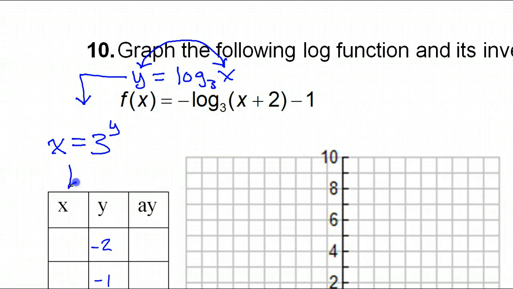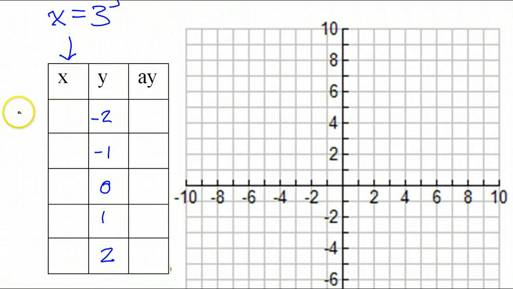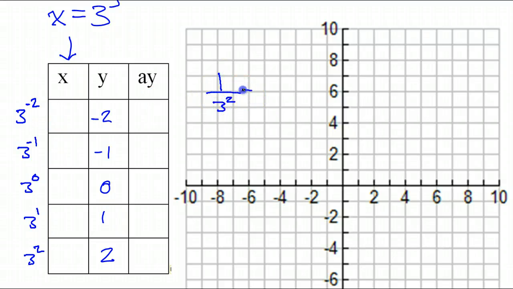Now that's telling me how to find these x's. I'm going to do 3 to all the y powers. So that means I'm going to do 3 to the -2 power, and 3 to the -1, and 3 to the 0, and 3 to the 1, and 3 to the 2. Well, because this is a -2, it drops you down, like 1 over 3 squared. So that's going to be 1 over 9.